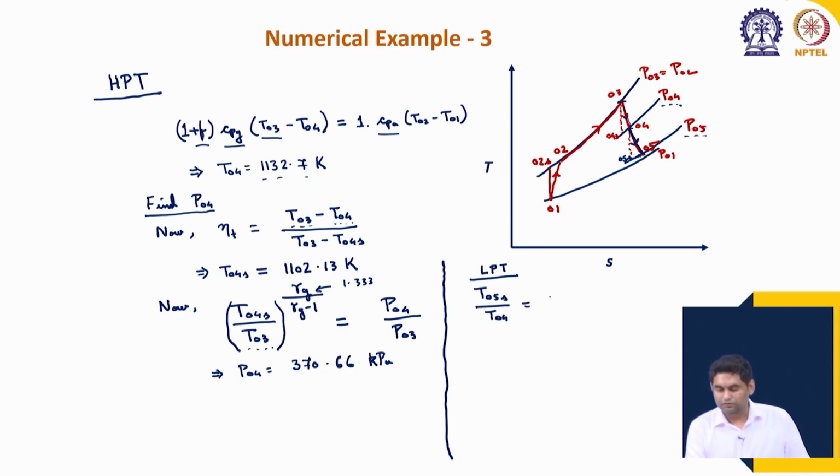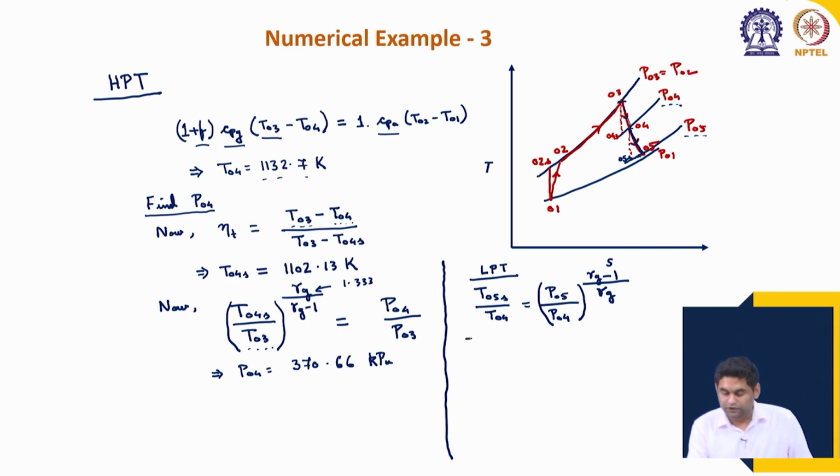is equal to P05, which is 120 kPa, by P04, which we have calculated right now, to the power (gamma g minus 1) by gamma g, with gamma g equal to 1.333. Please take the correct value.